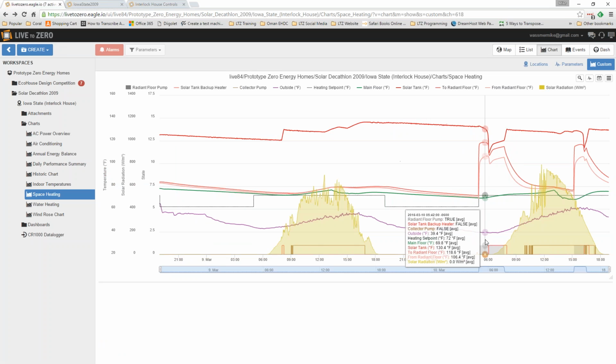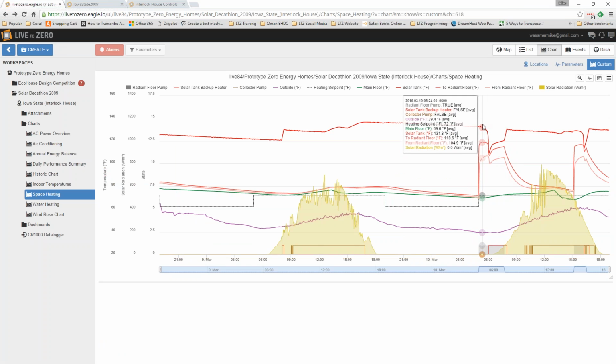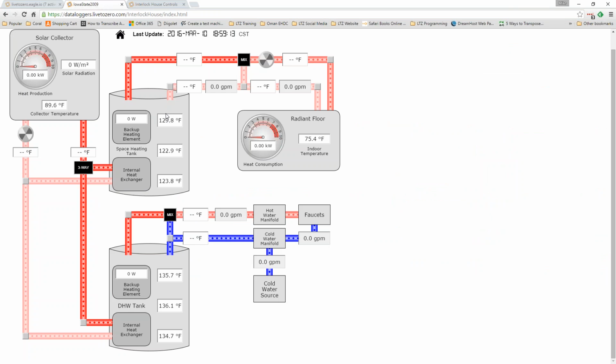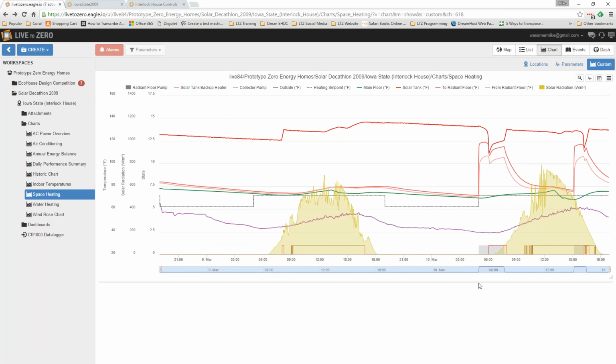By the way, the three red lines indicate top of tank, middle of the tank, and bottom of the tank, which you can see right here. It's these three temperatures. And anyhow, I think I'm over my time.